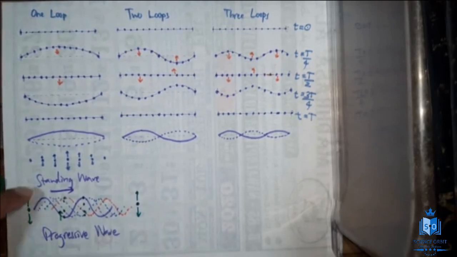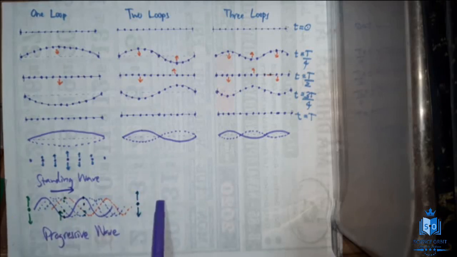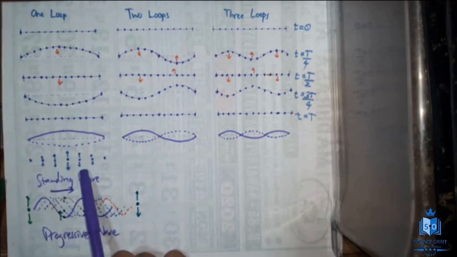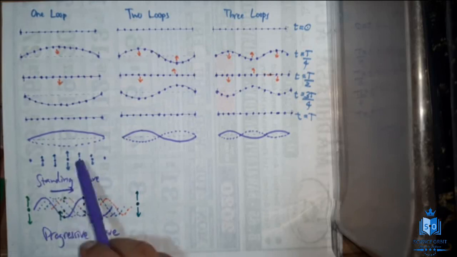So, the main difference between standing wave and progressive wave, number one: progressive waves have the ability of transferring energy, but standing waves do not transfer energy. That is the main difference. Second one: when a standing wave is created in a medium, all the particles perform simple harmonic motion at the same frequency, but at different amplitudes, whereas in a progressive wave they do so at the same amplitude. Those are the two main differences.